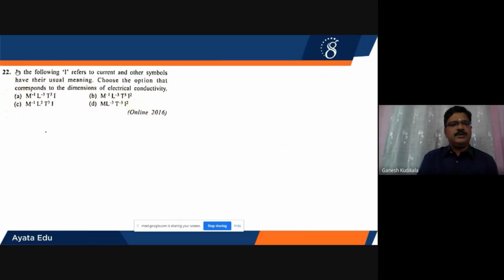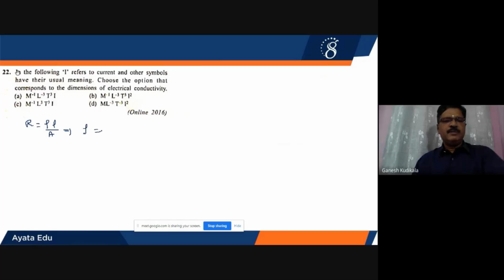Next one. In the following, I refers to the current, other symbols represent their usual meaning. Choose the option that corresponds to the dimensions of electrical conductivity. So for electrical conductivity, we'll go with the basic formula. Resistance of a conductor is given by the formula rho into L by A. Rho is called resistivity, right?